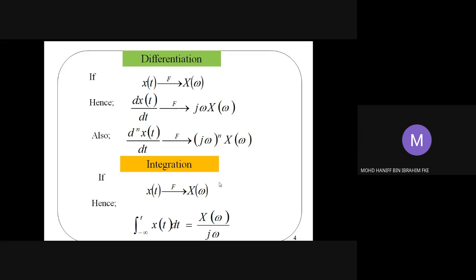And the same thing applies for the integration property. If x(t) gives us X(omega) and x(t) is integrated, the Fourier transform will be X(omega) divided by j omega. So previously, differentiation multiplies with j omega, while for integration it is X(omega) divided by j omega. So these are the properties of integration and differentiation.